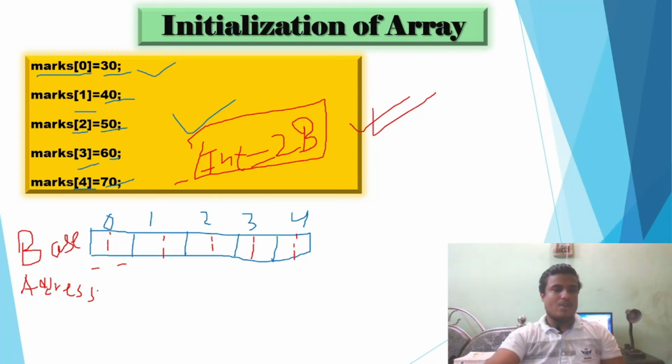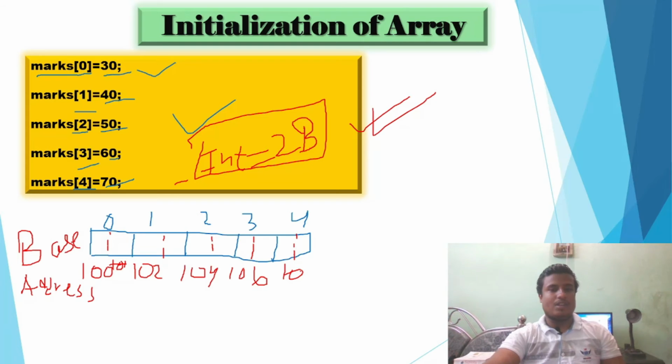So what will the base address be here? Suppose it is 100. It is actually 2 bytes, so 100 plus 1 byte is 101, but we will not store at 101, we directly go to 102. Why? Because int takes 2 bytes. So index 0 has the base address 100, index 1 has address 102, index 2 has address 104, and in a similar manner 106, and 108.